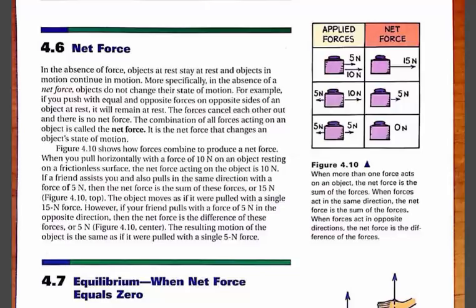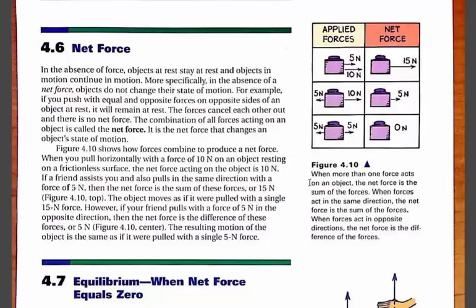However, if your friend pulls with a force of 5 newtons in the opposite direction, then the net force is the difference of these forces. You subtract them and you get 5 newtons of net force. Figure 4.10 center. The resulting motion of the object is the same as if it were pulled with a single 5 newton force. So let's examine the figure, figure 4.10.